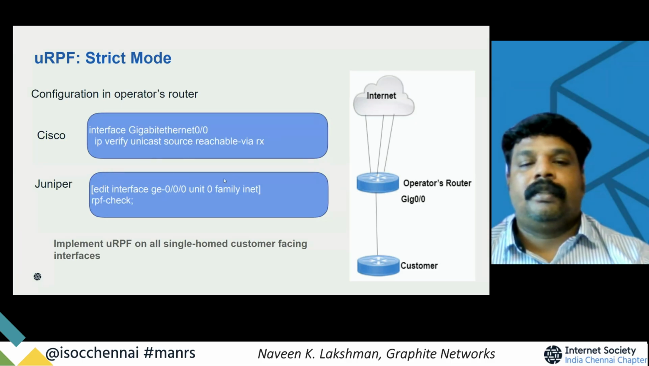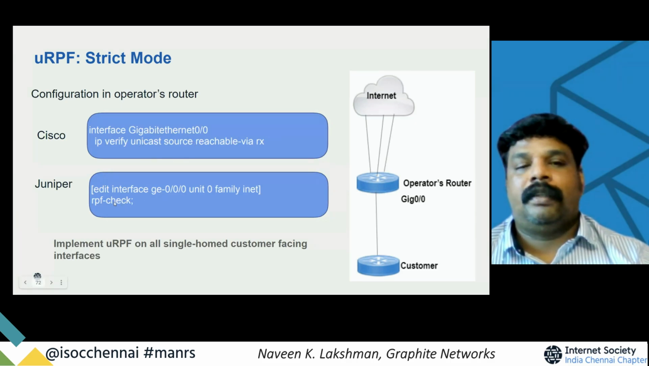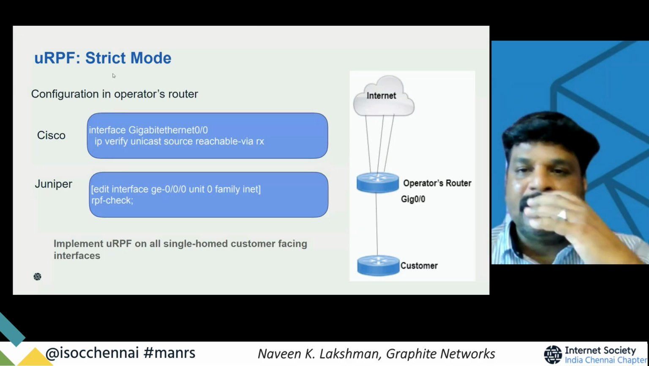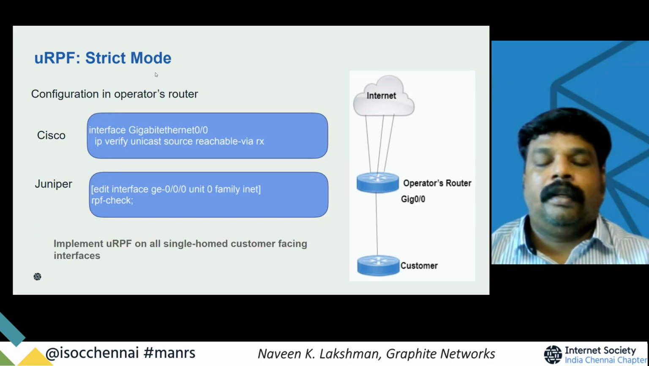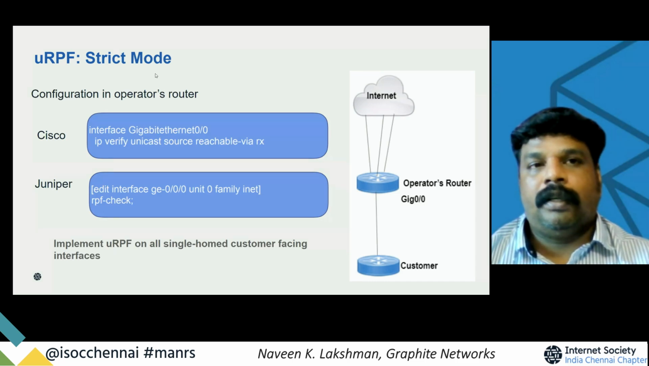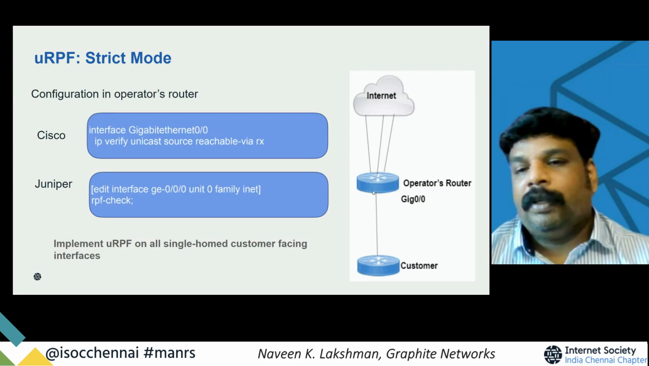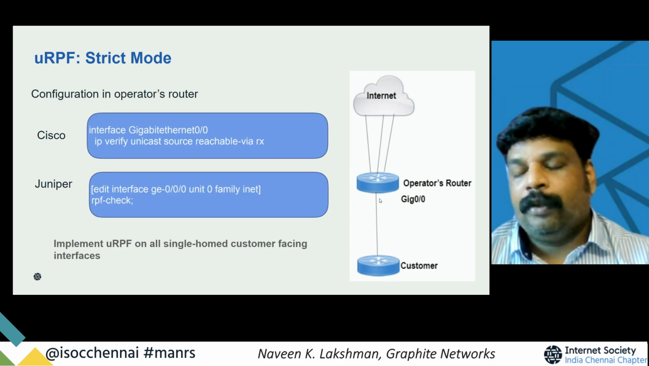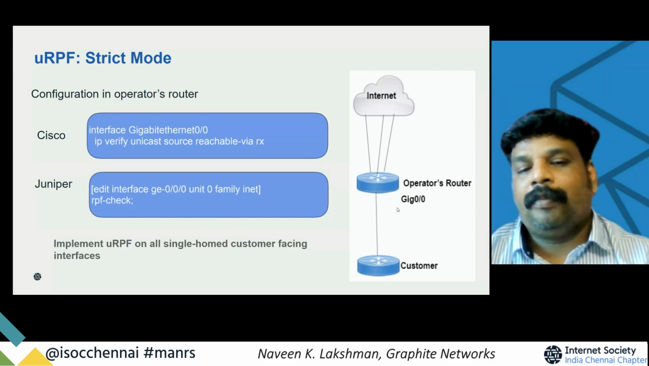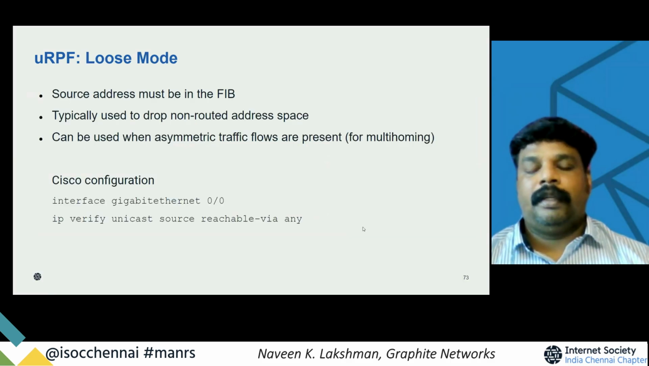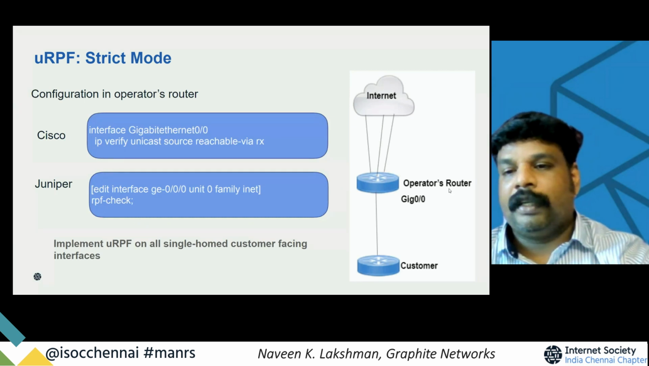For Juniper, go to address family inet and do rpf-check. If it is V6, go to inet6 and do an rpf-check. So these are the strict mode configurations. I'll show you in the labs how you do strict mode, and how you stop your network from getting any spoofed address space. This is possible if your customer is connected to one upstream provider, meaning it's a stub, single-homed customer.